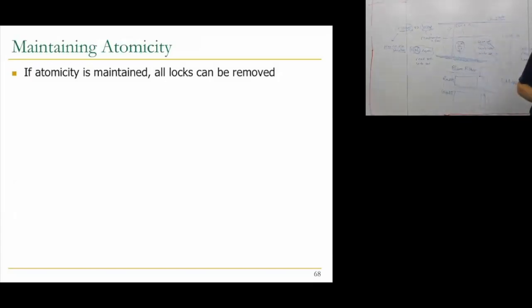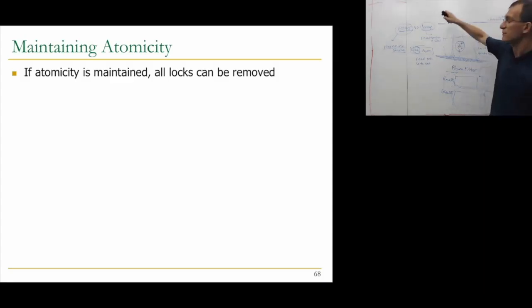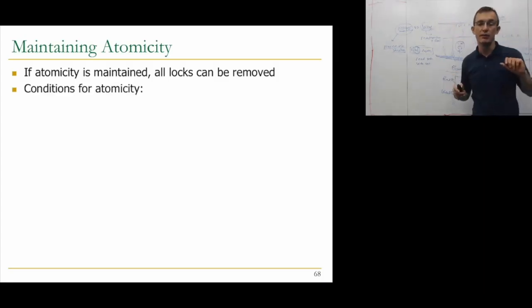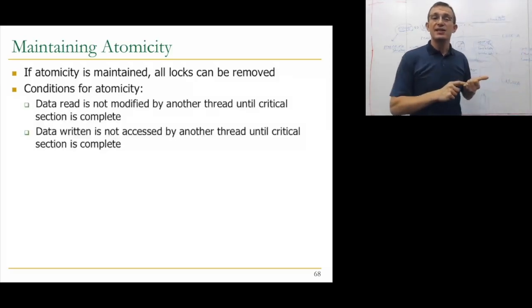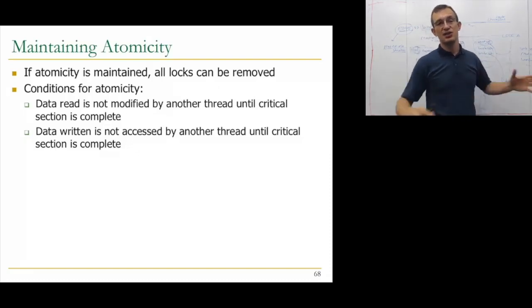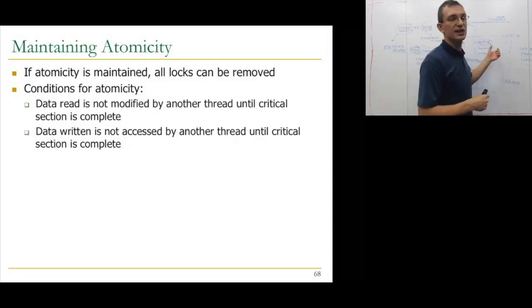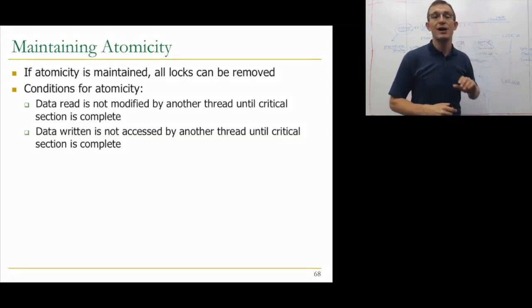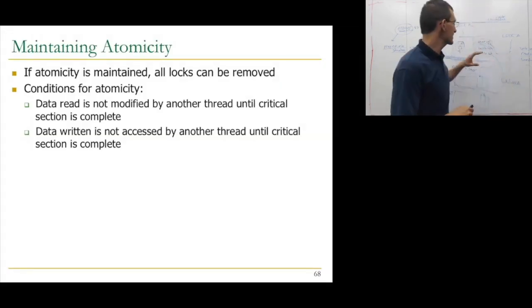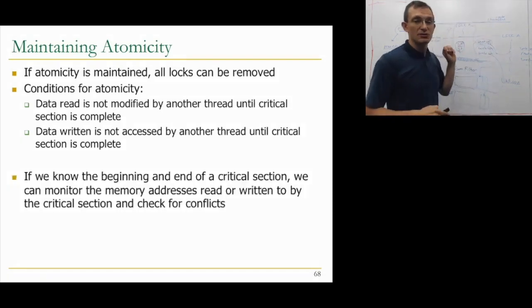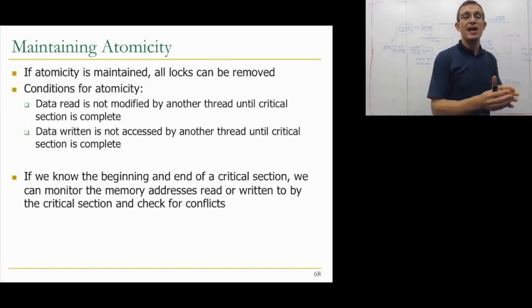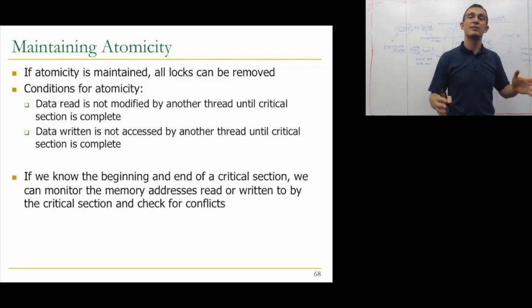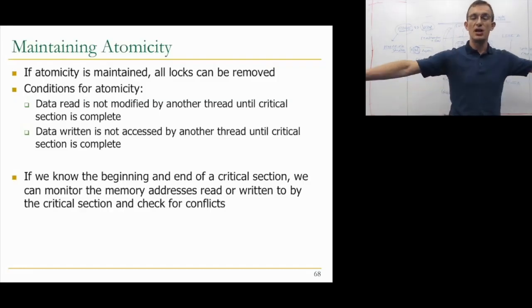Okay. Basically, what we're really trying to do is to maintain atomicity. Right? If atomicity is really maintained, then all locks can be removed. So what are the conditions for atomicity? Data that's read is not modified by another thread until the critical section is complete. Right? Or data that's written is not accessed, either read or written to, by another thread until the critical section is complete. So that's what conflict detection is all about. Basically, if we know the beginning and end of a critical section, we can monitor the memory addresses read or written to by the critical section and check for conflicts with other parts of the code.